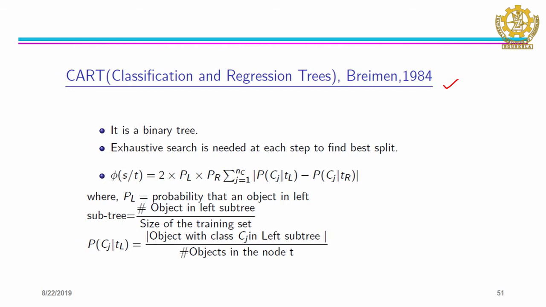It is a binary tree. Earlier, when partitioning or splitting on an attribute with multiple values, we could go with multiple branching, but here it is restricted to only two branches. So CART is a binary tree, and we need an exhaustive search to find the best split. Let us say we have three values, like in the marital status example: single, divorced and married. We can only go with a binary partition.